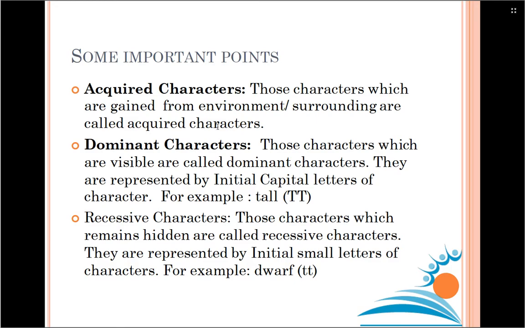On the basis of visibility, there are two types of characters. One is dominant and the other is recessive character. At a time, both characters are not visible. So that character which is visible is called the dominant character. For example, if there is a cross between tall and dwarf individuals, then the offspring will be either tall or dwarf. Both characters cannot be visible at the same time. So that character which is visible is called the dominant character, and it is represented by the initial capital letter of the character.